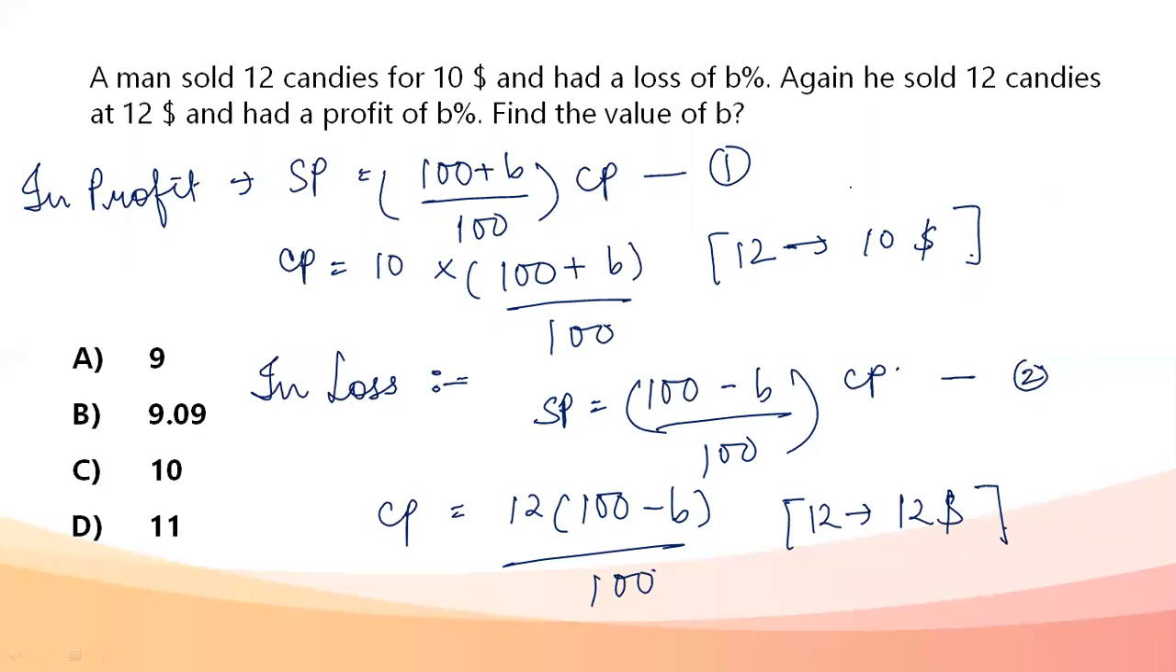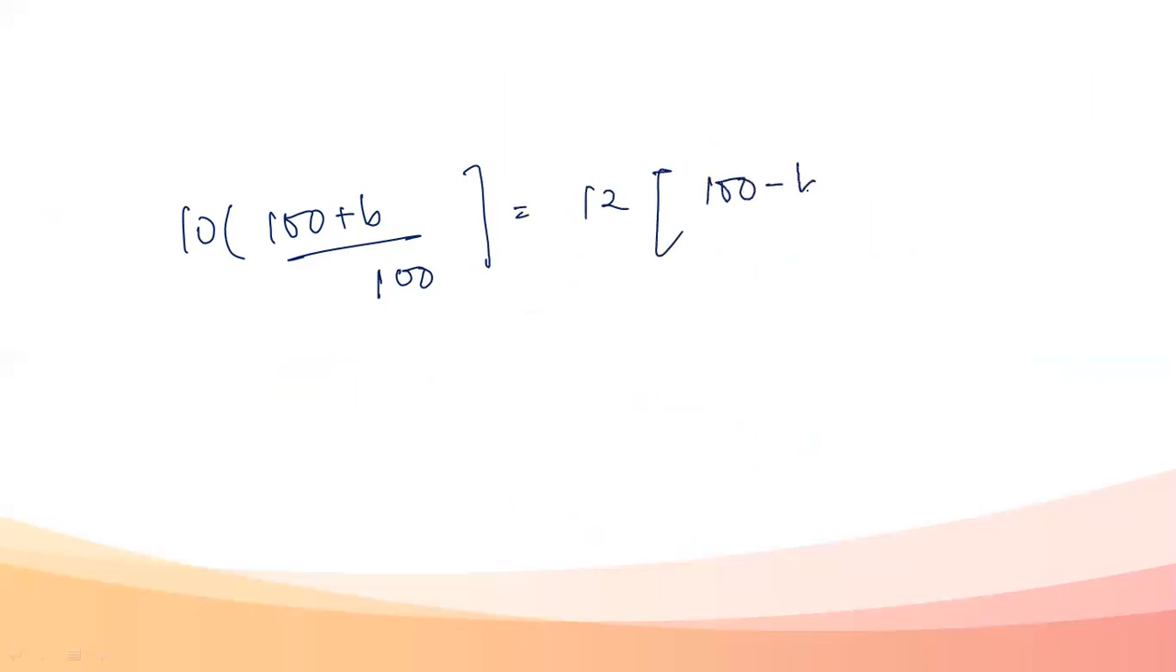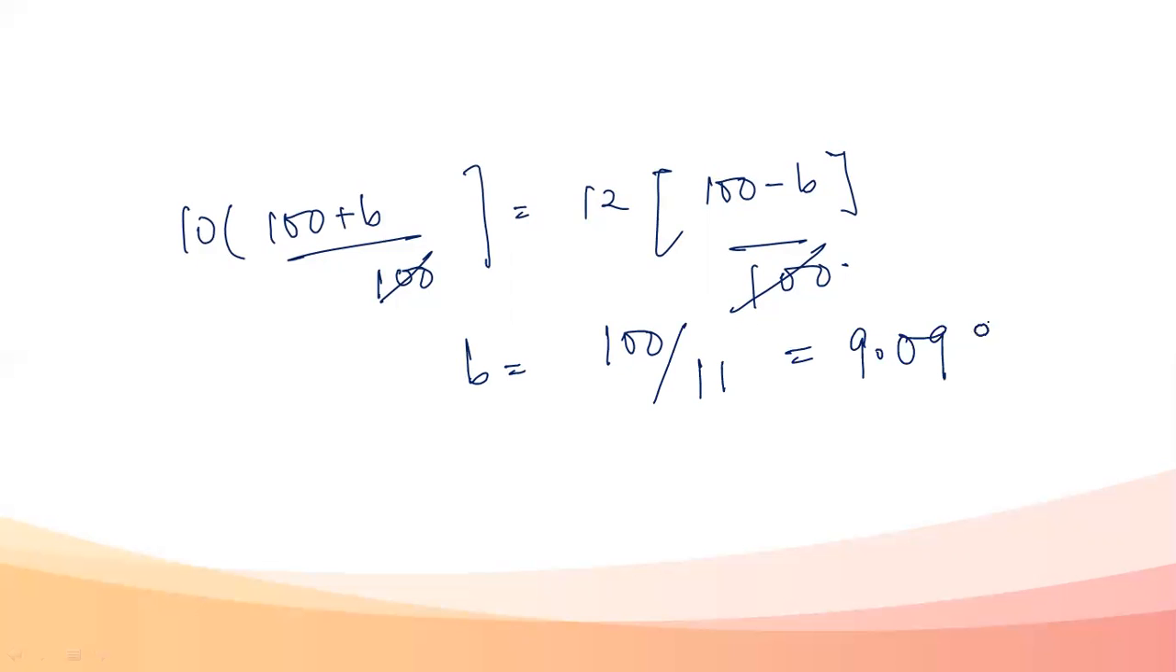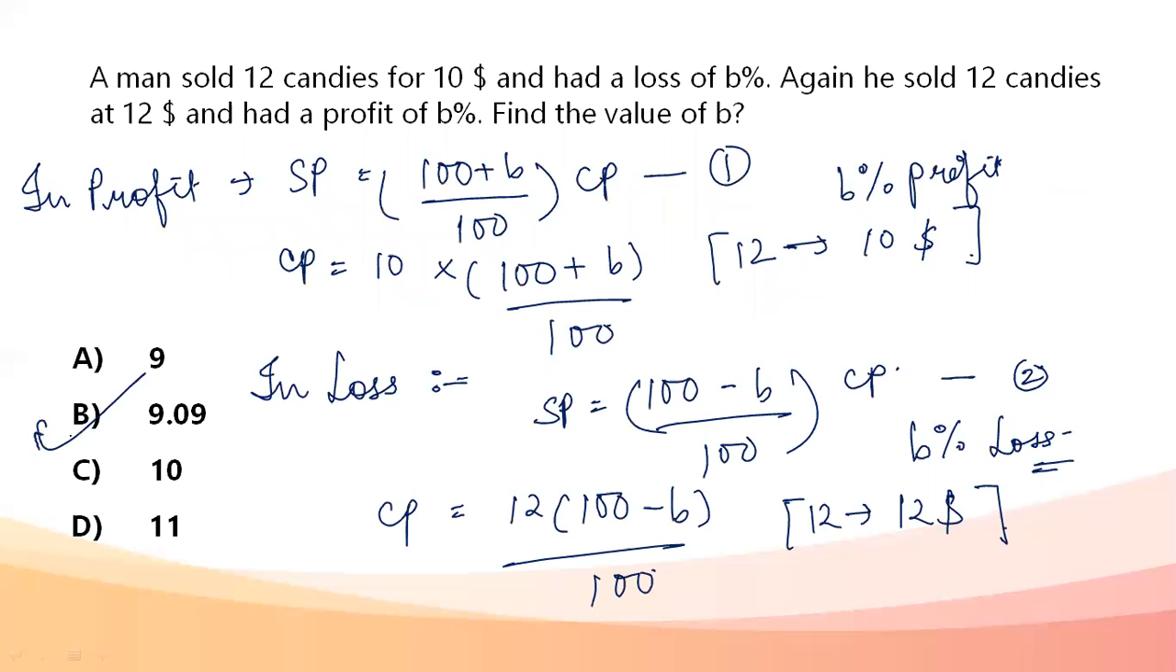These two are same because every time he's having B% profit and B% loss. All right. So in this case, the next step we are going to do is 10 into (100 plus B) divided by 100 will be equal to 12 into (100 minus B) divided by 100. When we do this, the value of B comes out to be 100 by 11, that is 9.09%. That is, whatever loss or profit he was having, 9.09% profit, 9.09% loss.